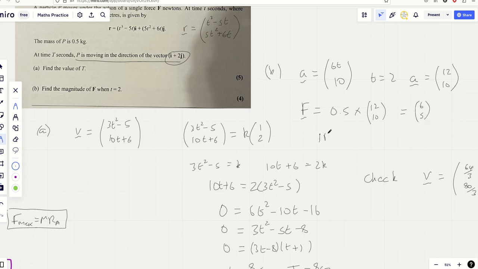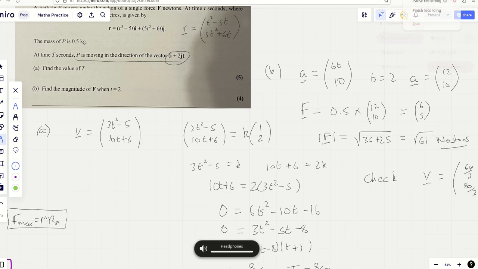So the magnitude of f is just going to be, quick use of Pythagoras, 36 plus 25, which is root, what is that, 36, 46, 56, 61 newtons. Do check that on the mark schemes though, but I think that should be right.